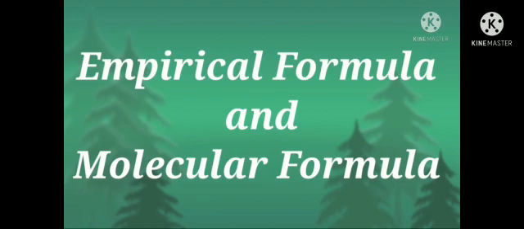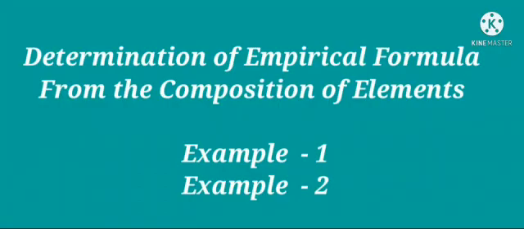We are discussing Lesson 1 Basic Concepts of Chemistry and Chemical Calculations. In this lesson, we started with the topic empirical formula and molecular formula. In the determination of empirical formula, we completed example 2. Now we have to discuss example 1. It is given in your chemistry volume 1 book, page number 11, left side.